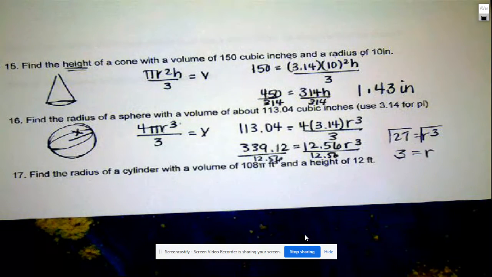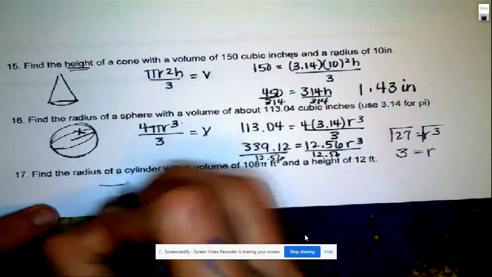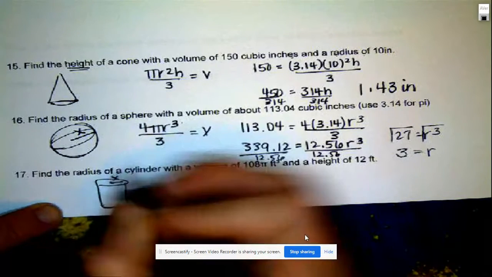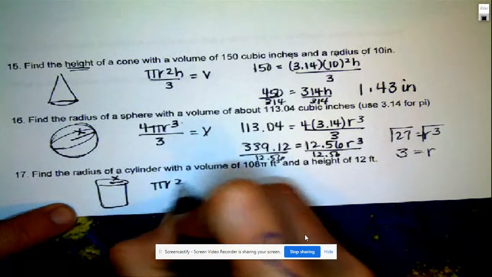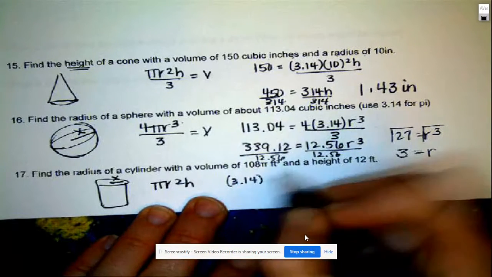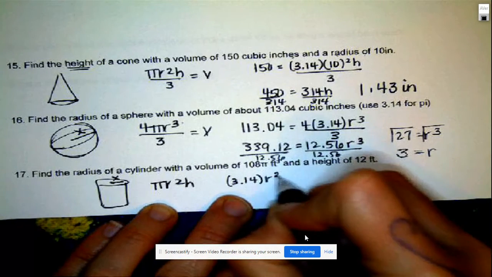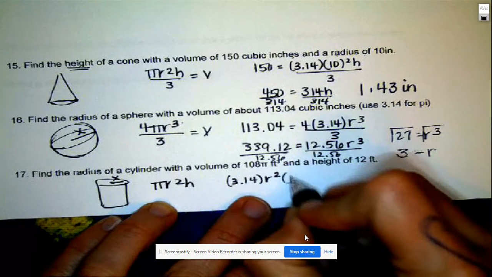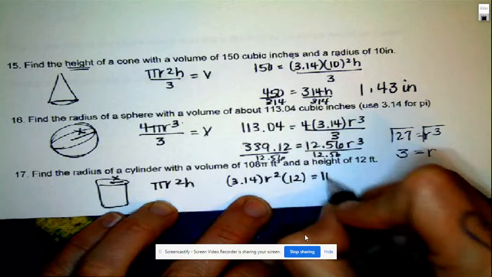All right, one more. Hopefully I get it in before the video shuts off. Find the radius of a cylinder. So I have a cylinder. Radius is our unknown. So pi r squared h. We're going to use 3.14 as our pi. Radius, we don't know because that's what it's asking us for. Our height is 12, and then the volume is 108 pi.